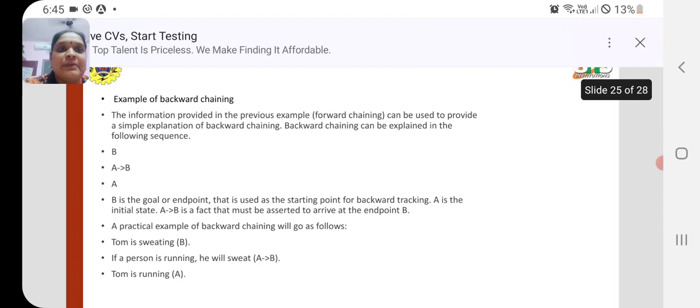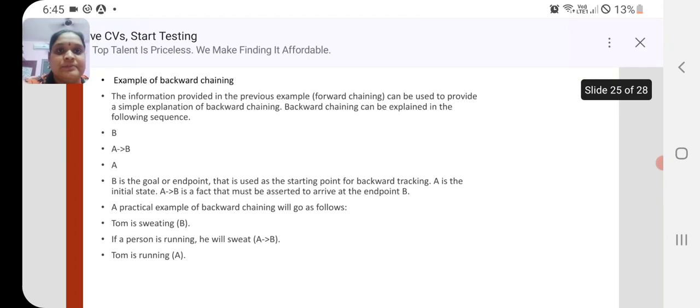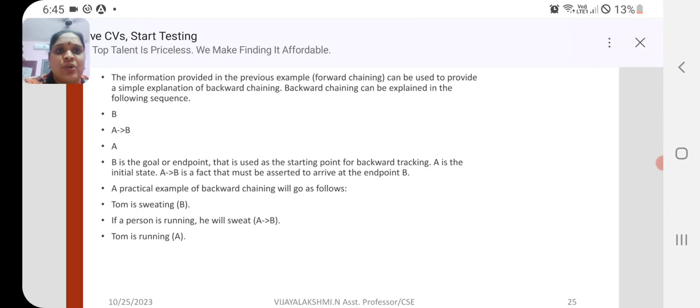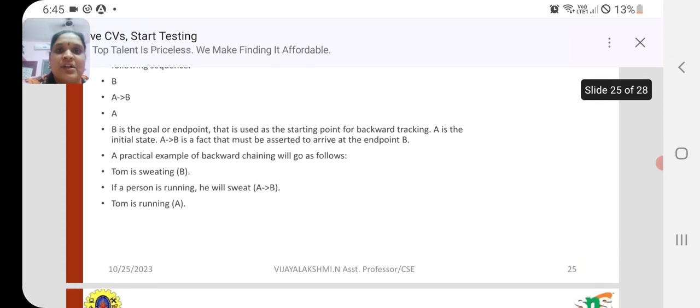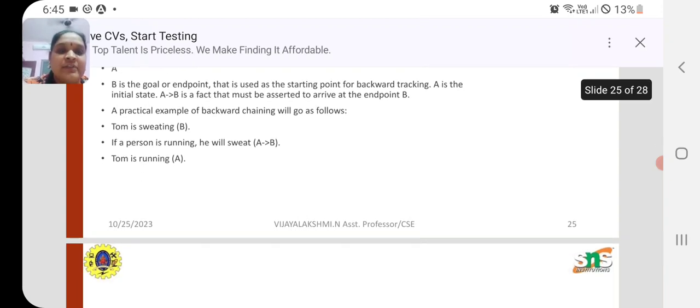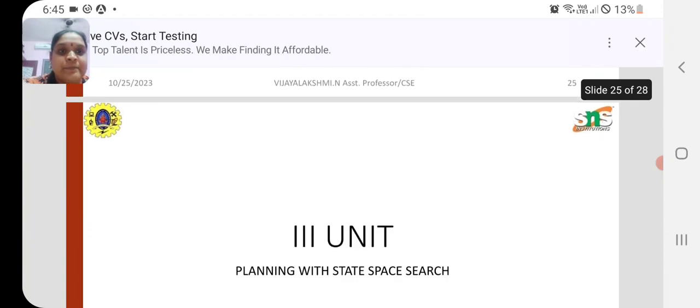What is the main example for backward chaining? Here the sequence is B, A implies B, and A. B is the goal or endpoint, that is important. The same example is applied in backward chaining. Say for example, Tom is sweating. So if a person is running, he will sweat. That is A implies B. So the meaning is Tom is running.